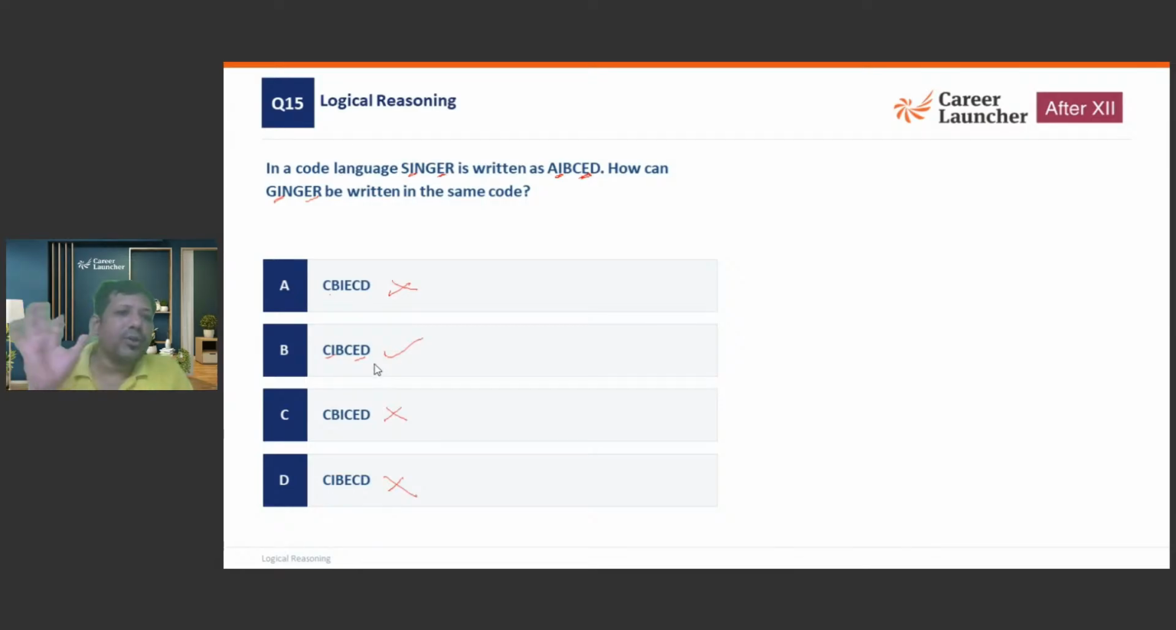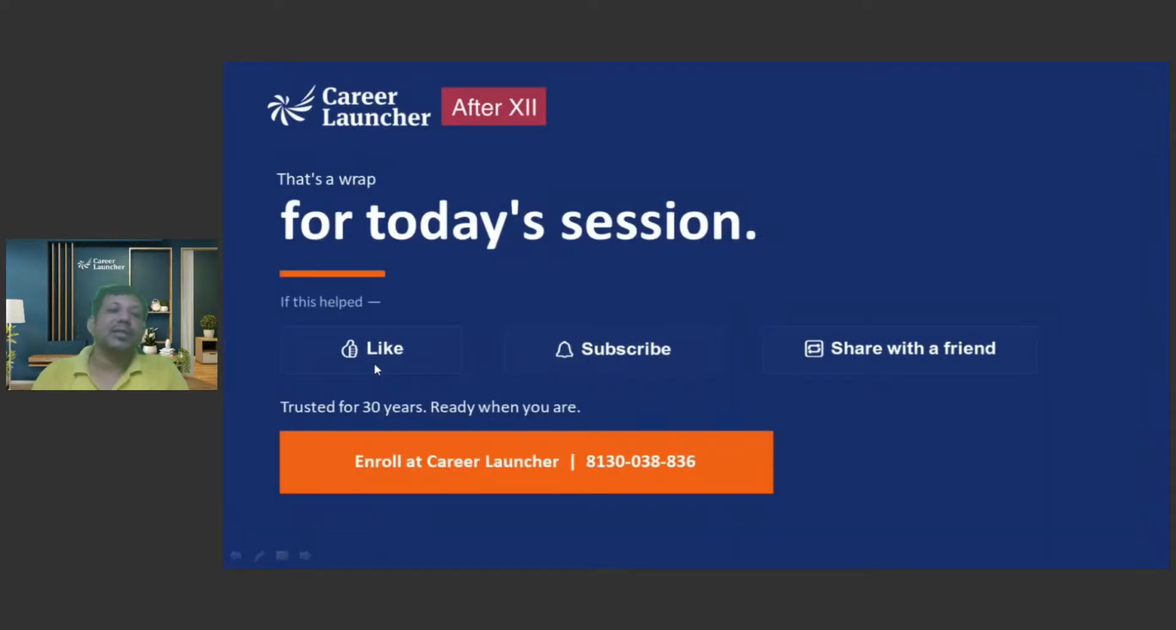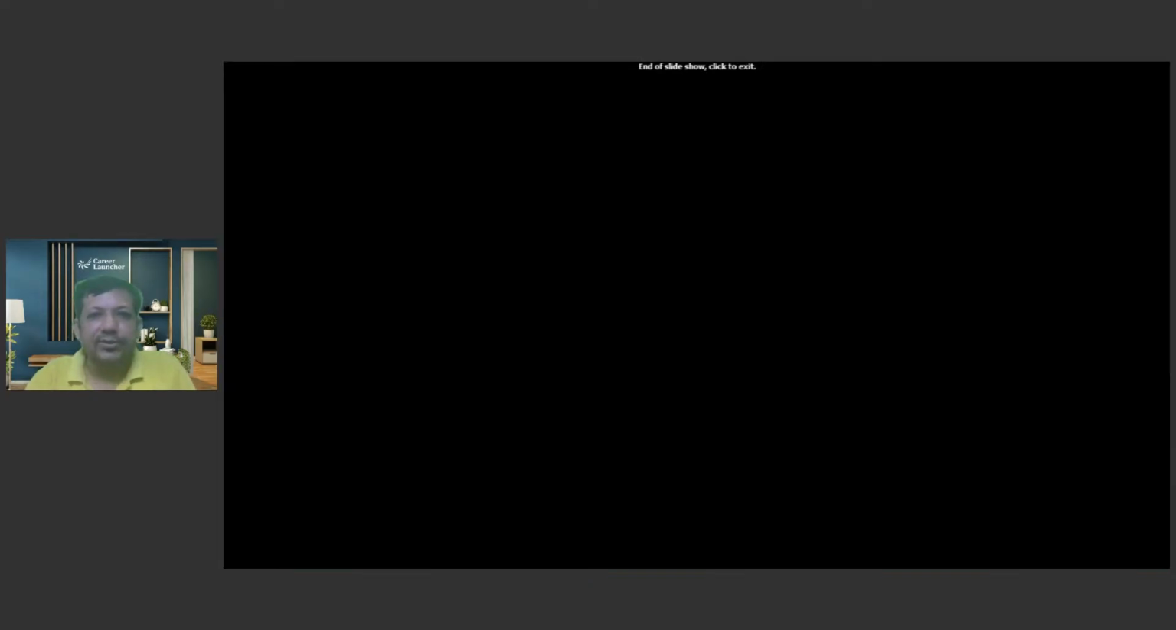Whenever you are going to solve these kinds of coding-decoding questions, always make sure you read the options and use a little bit of logic so that you can get the answers very quickly. This is how I am going to approach these questions in the exam. And with this, let's wind up for today's session. Thank you. I'll see you next week.